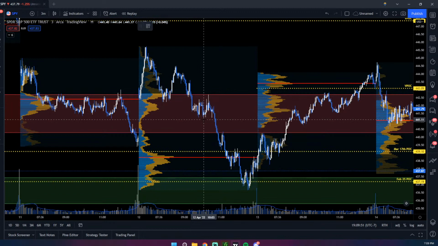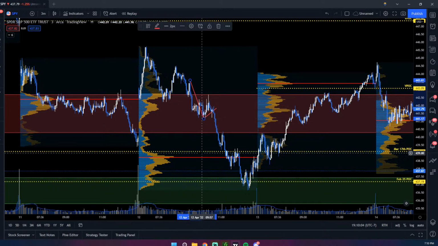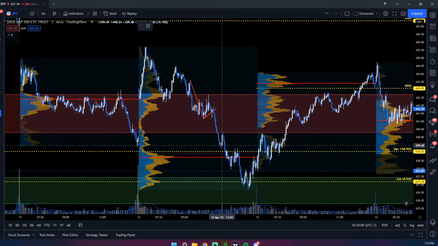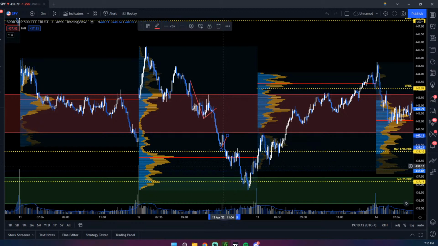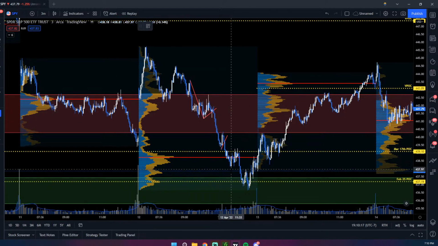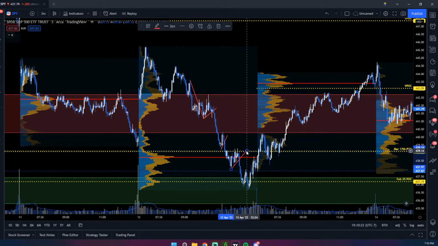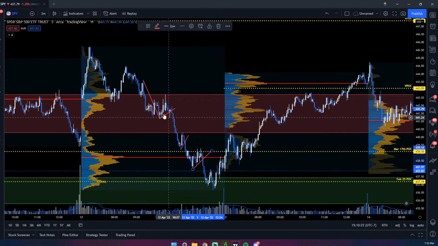But so here, I have kind of an ugly flag. I played it. It worked out. Here, form another flag. And then here, we form another flag. And this wasn't planned for today, but I'll cover it really quickly: how I play bull flags and bear flags.